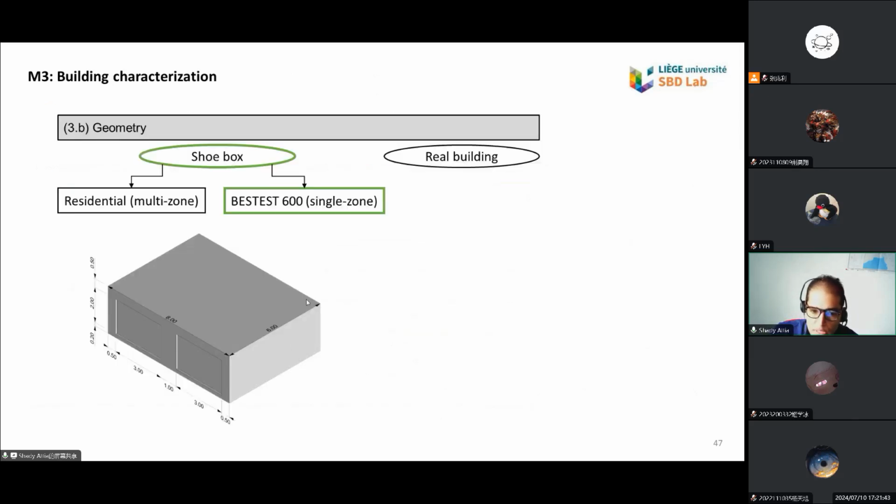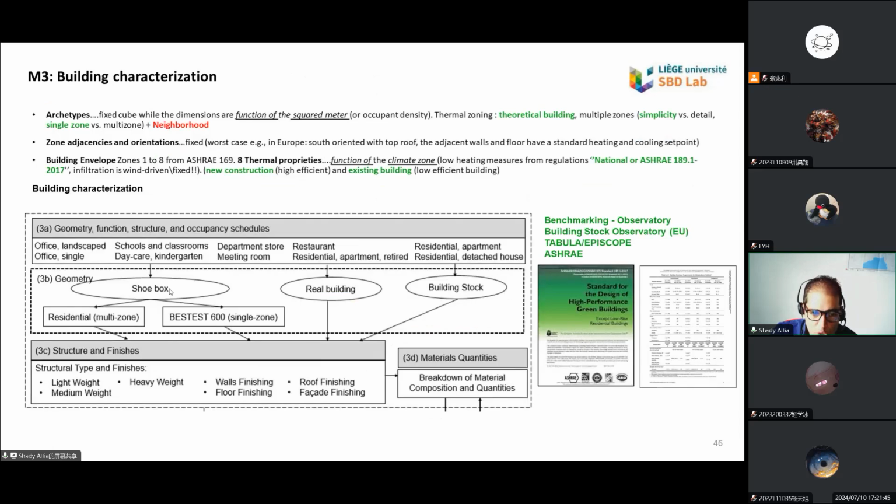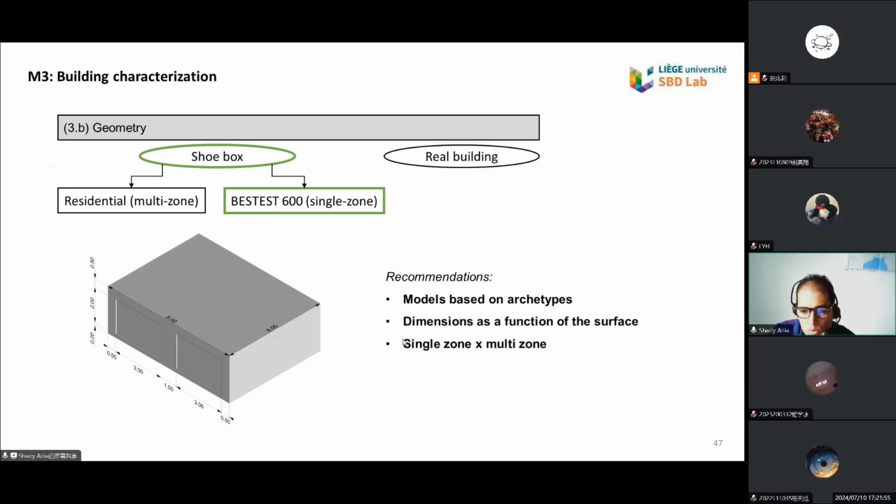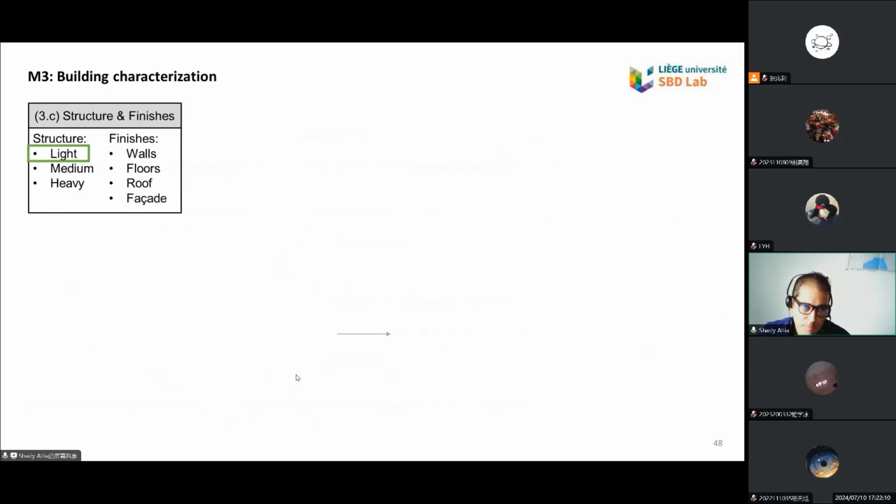So as an example, we selected here a shoebox. It's a BESTEST ASHRAE test. And we take this shoebox and we start to model it, and we will do it in Brussels, and we will use the dimensions for our model. We will use a single zone, and we will just have one single orientation. The worst orientation will be south, for example, or southwest. And we can proceed with that.